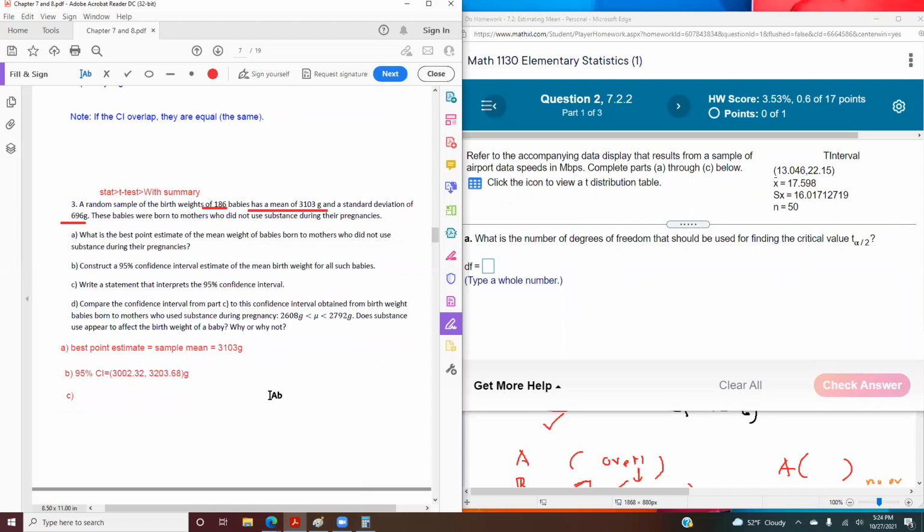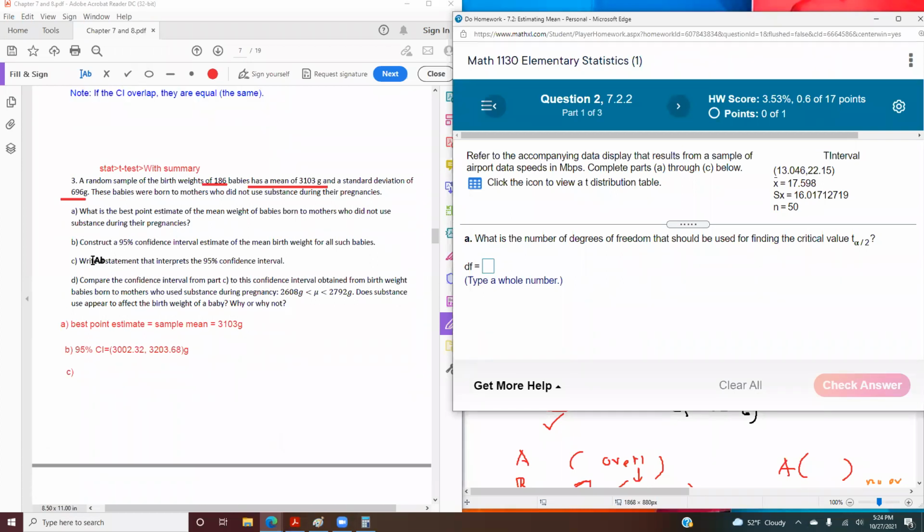And as usual, it's always going to be 95% if they don't give it to you. If I don't provide the level, it's always 95. It populates in there already. That is the common level we use, 95. Okay, that makes sense. All right, thank you.